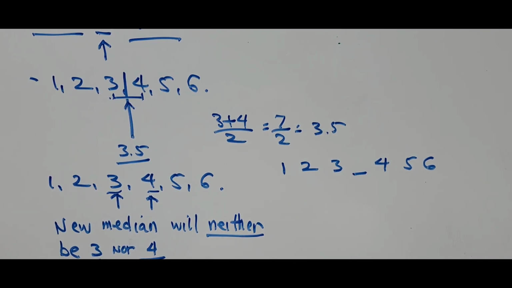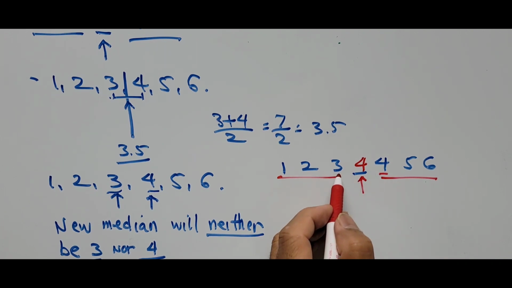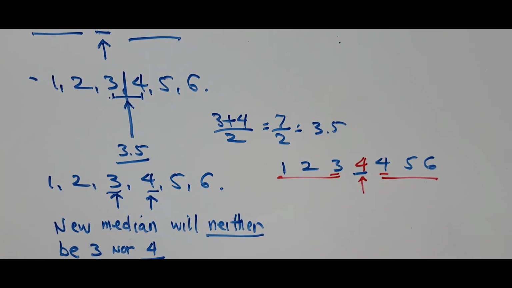Let's say the new value is 4. Now the new median will be 4, because that number 4 is in the middle. You got 3 here, 3 there. But the condition over here is the new median will neither be 3 nor 4. So that means it cannot be 4 and it cannot be 3. So we cannot use 4 as the new added value. If we put 4 as a new value, the median will be 4 already.